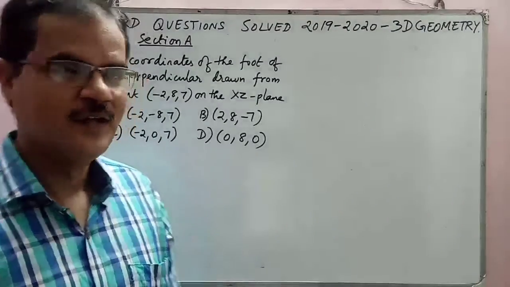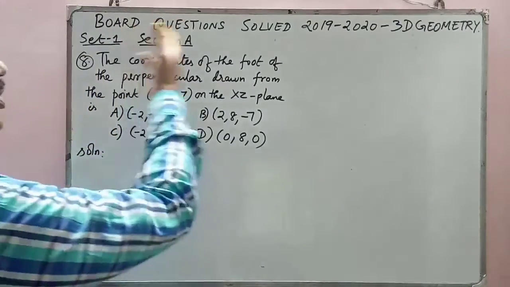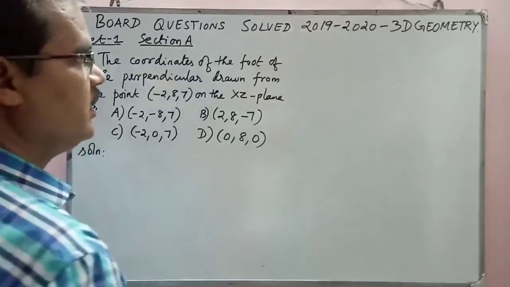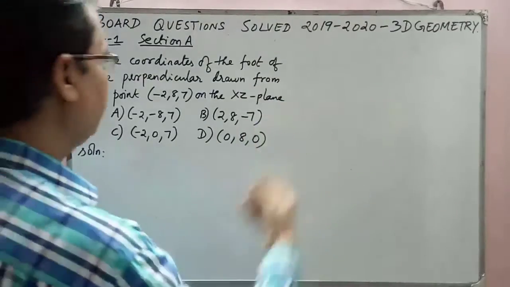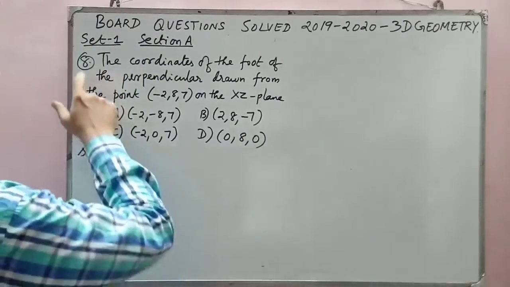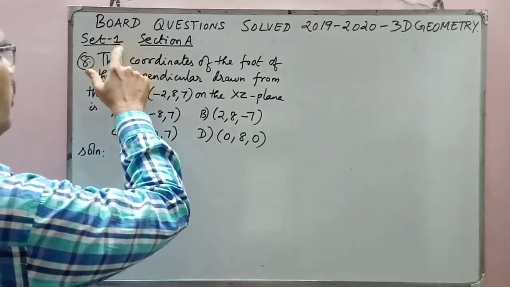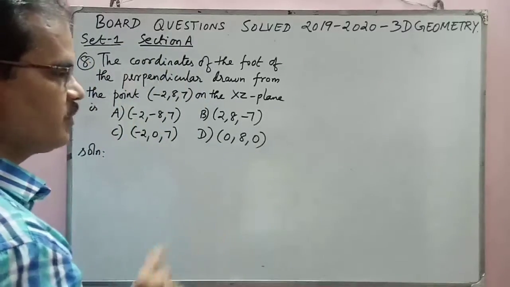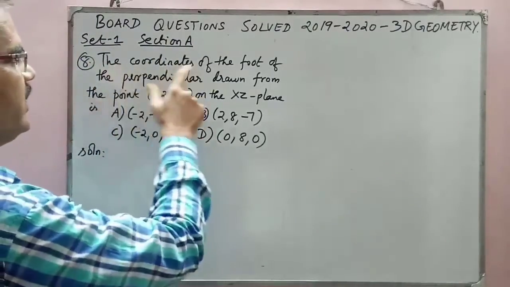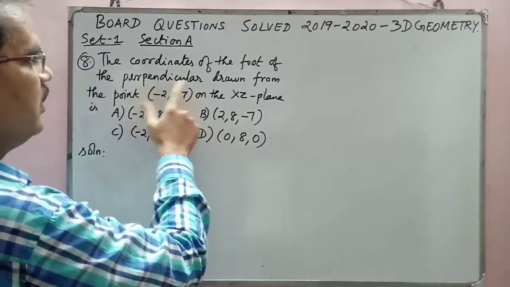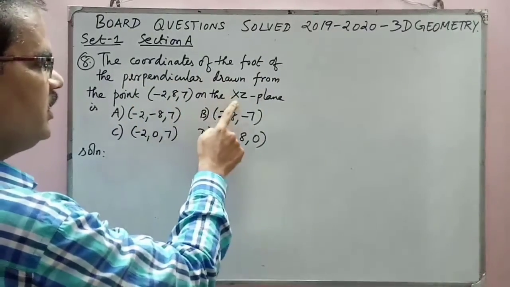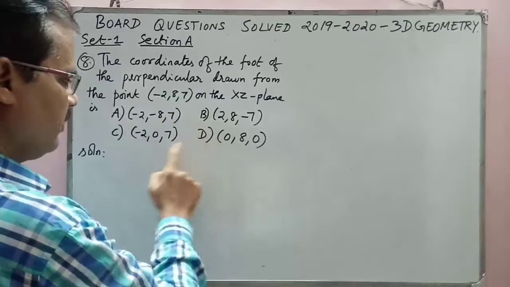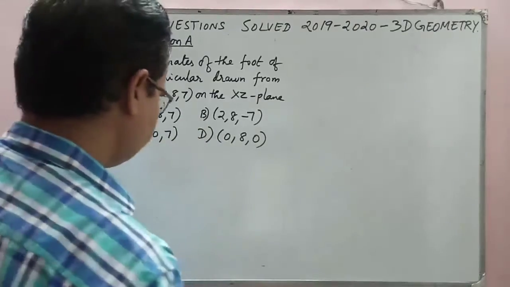Welcome back, children. Now we are going to discuss the board questions of 2019-20. The questions asked in 3D geometry. This question has come in set 1, section A, objective type question. The question says: the coordinates of the foot of the perpendicular drawn from the point on the xz plane, and we are given 4 choices.